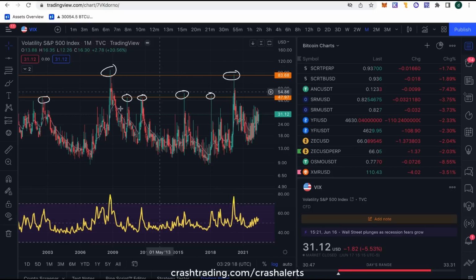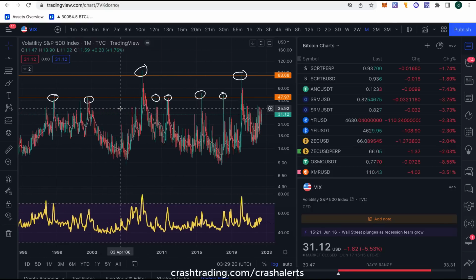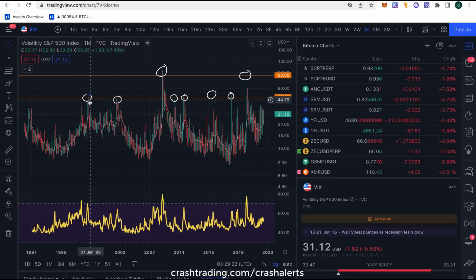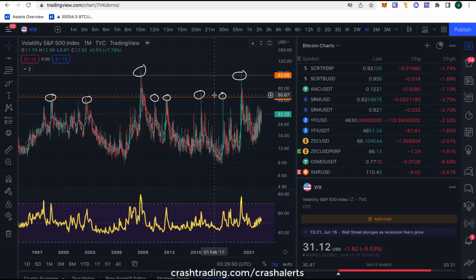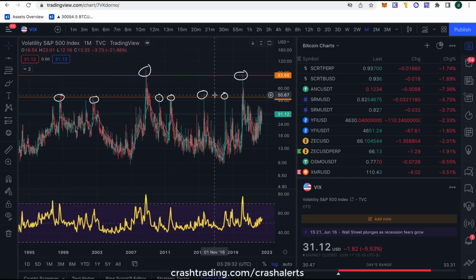So look at this. This is the volatility index for the last 24 years, okay? Every single time we've gotten up to 48, 50-ish in the VIX, it's always coincided with a market bottom, okay? Both in the S&P 500 and in Bitcoin. I'm going to show you that right now.